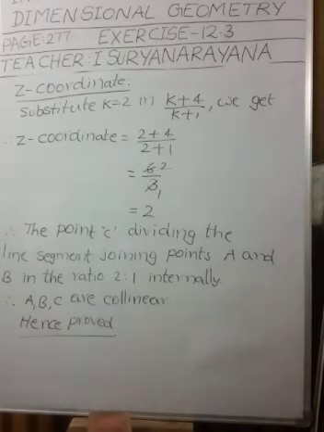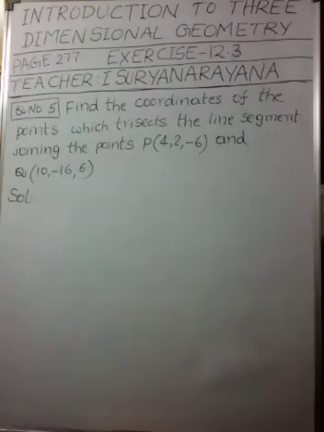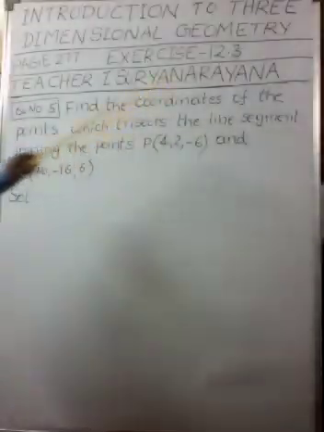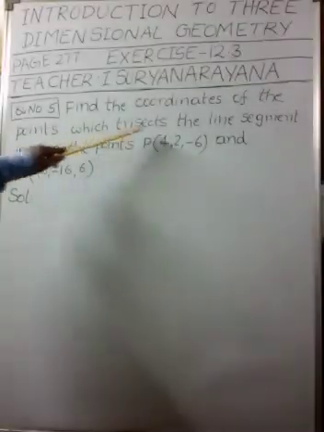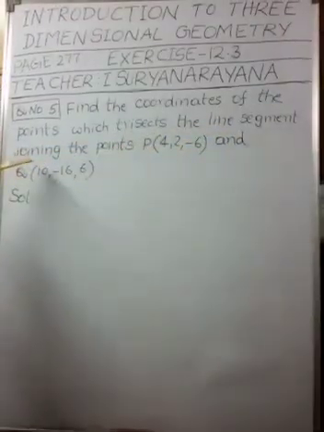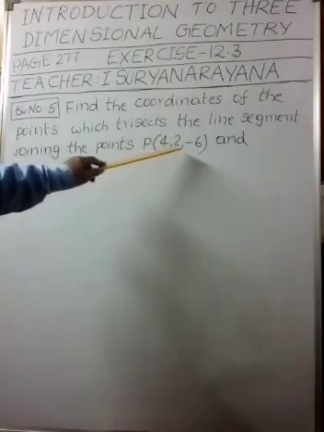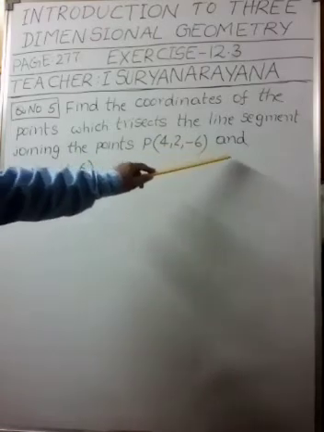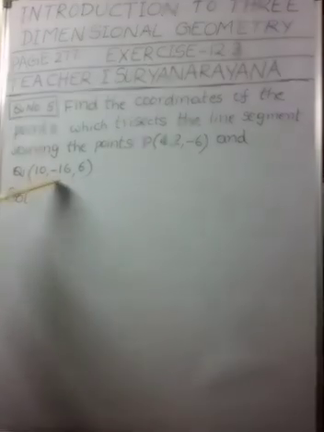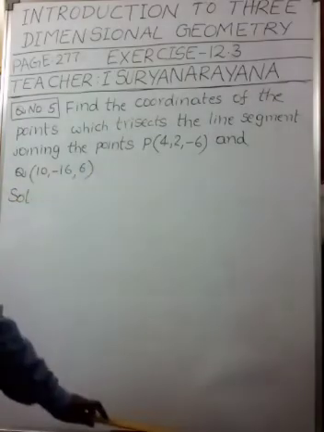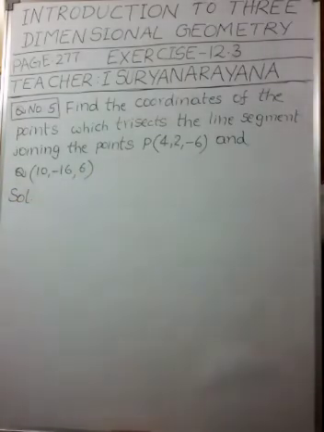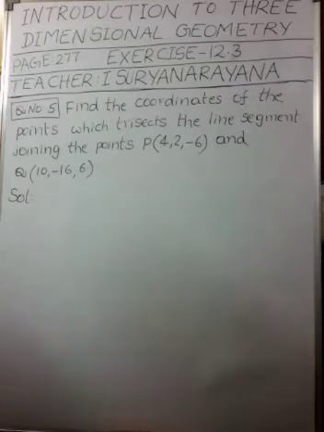Understood? Right. Now come to question number 5. Find the coordinates of the points which trisect the line segment joining the points P (4, 2, minus 6) and Q (10, minus 16, 6). Understood this question, my dear children? Right. We have to find. First of all, read the question completely and carefully, my dear children, till you understand it clearly. Okay, my dear children? Right.